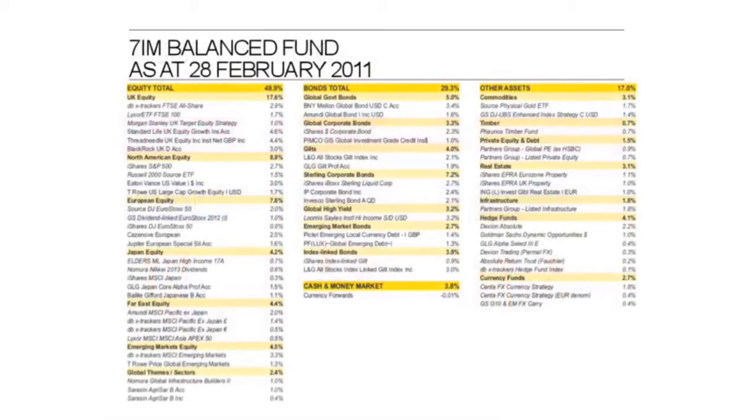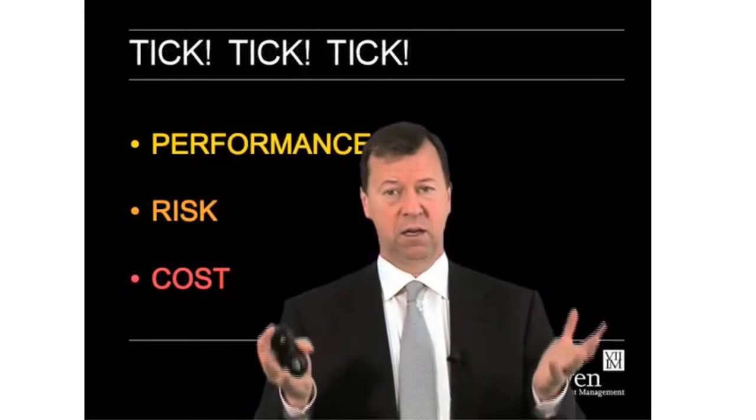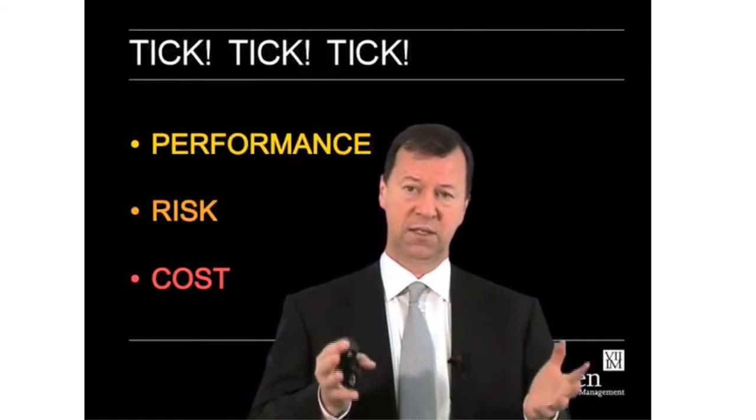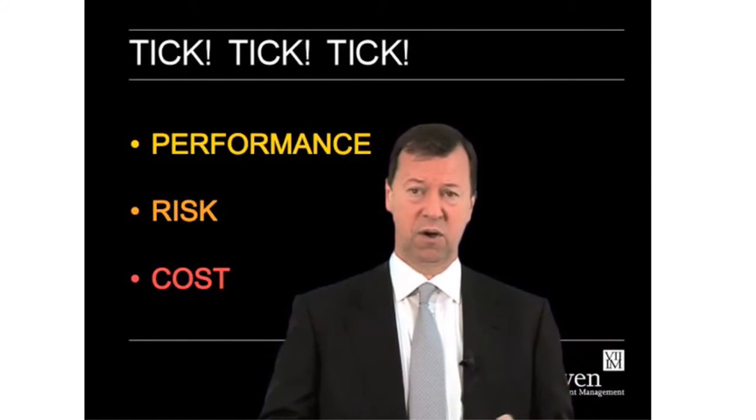You can see the level of diversification here in this slide. This is a much more broadly diversified portfolio than is normal for the retail world. And it is this degree of diversification that provides the lower level of volatility, or risk. So long story short, what we've been trying to do is to provide a little bit better than average performance for less than average risk and less than average costs.